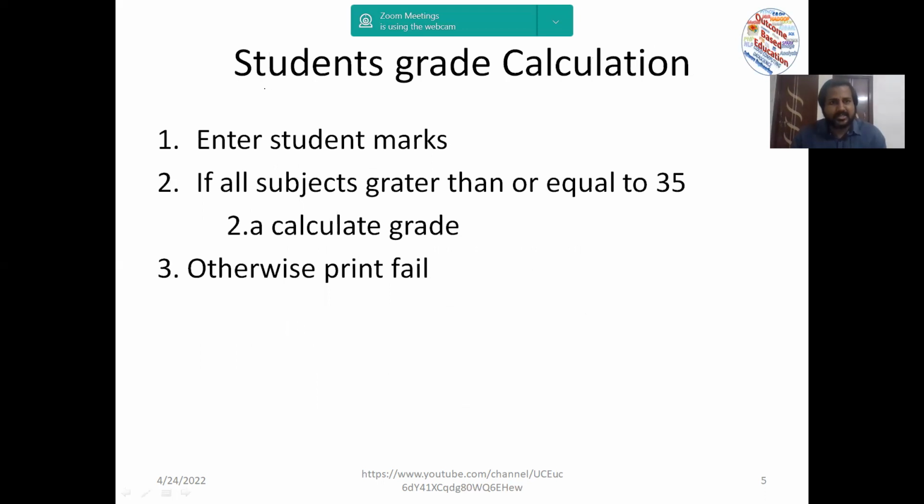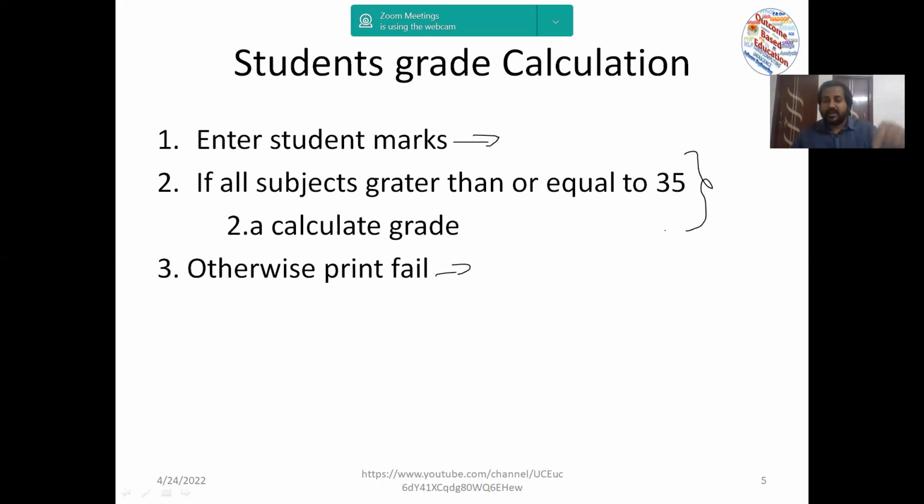In this example we'll see student grade calculation. How to do this student grade calculation? What is the input here? We will get the input as the student marks. What is the output here? The output will be either the grade will print, or they will pass or fail. If they pass, then the grade will get printed. How can they pass? That is the well defined steps.